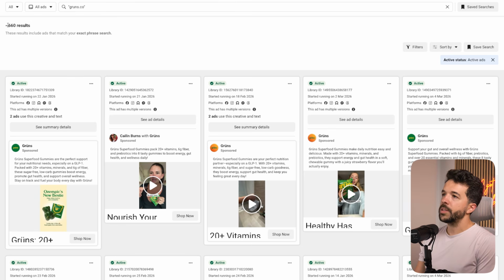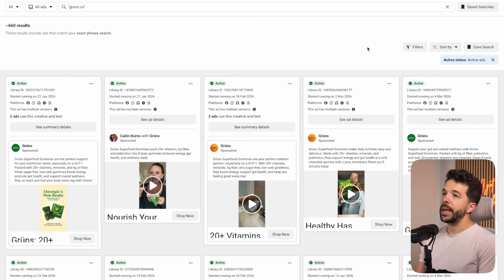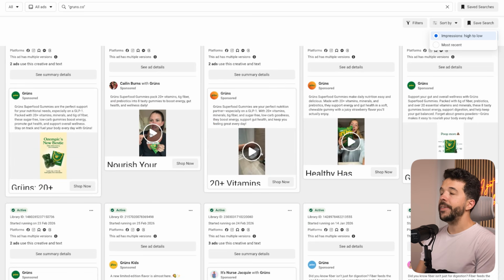So in this case, you can see this company is running 660 ads. These are active ads. And one of the things I like the most, this is one of the latest updates, is that you can rank the ads by impressions, from the highest to the lowest, and by most recent. And this was a massive change, because now you know what are the ads that are getting the most impressions. And if they're getting the most impressions, most likely are the ones that are printing the most amount of money, especially in e-commerce brands. So what you can see is when the ad was launched, and you can see the entire video of the ad.